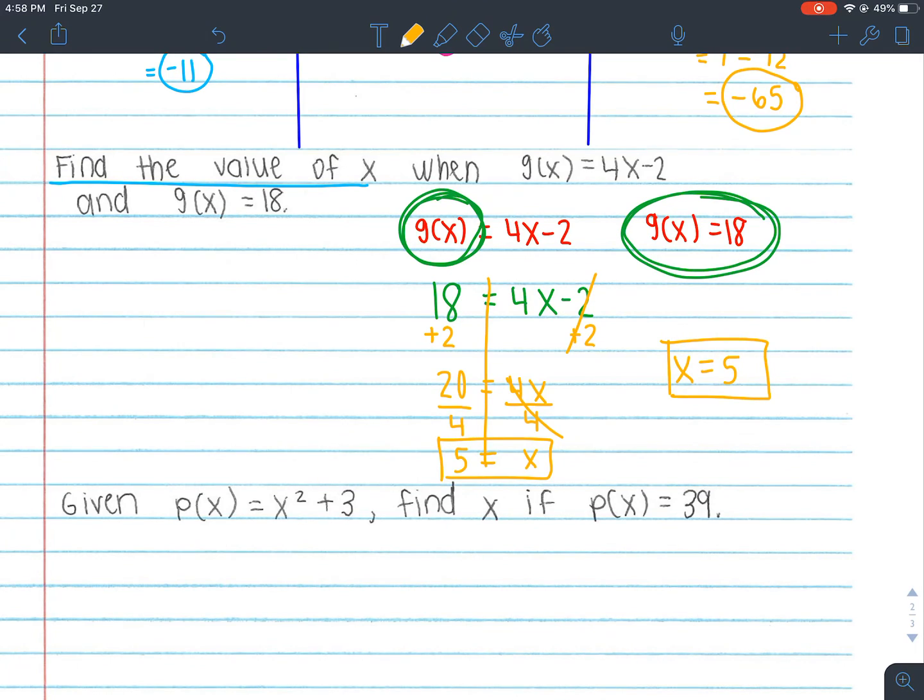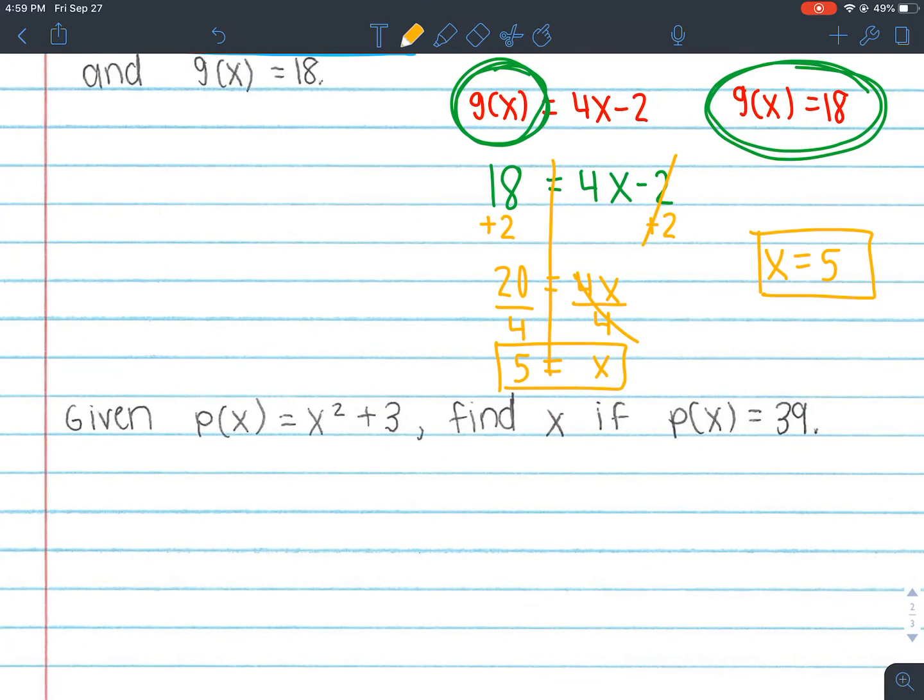Now, what was different about this problem? Again, you are not going to take 18 and plug it in for x. You are replacing g of x with 18. You're replacing all of it, okay? Not plugging it in for x. All right, so number 2 is another example of this. Given p of x equals x squared plus 3, find x if p of x equals 39.